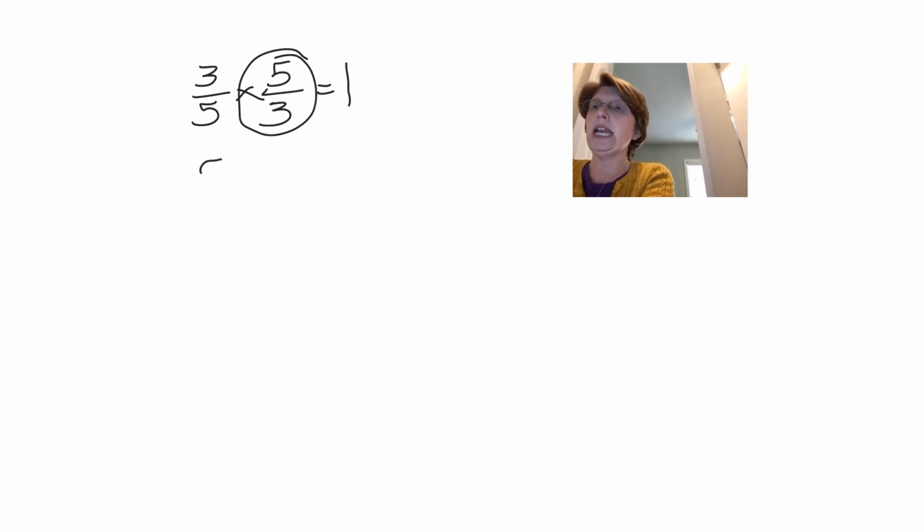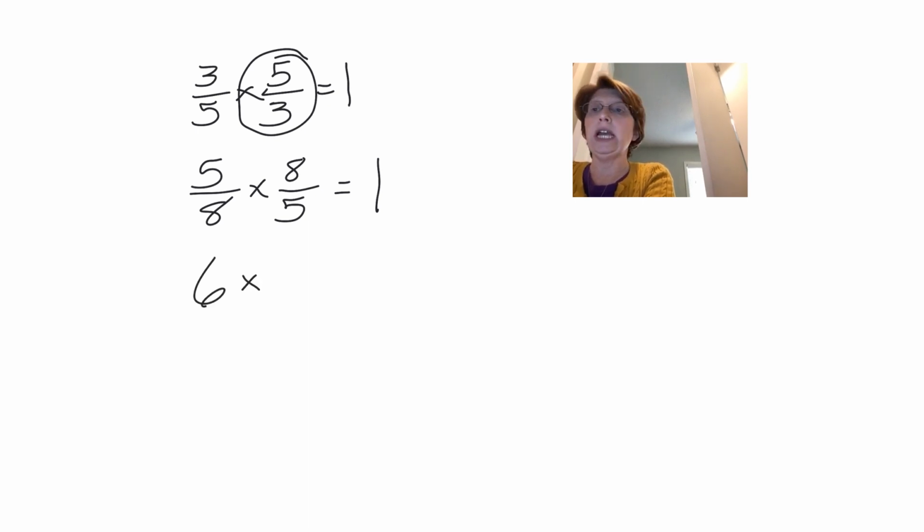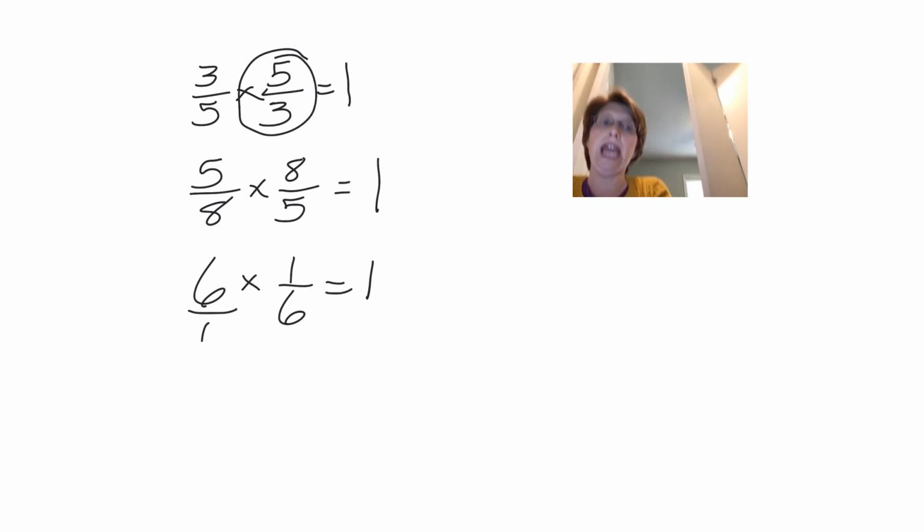So for number 9, 5/8 times what equals 1? 8/5. And number 10, 6 times what equals 1? Remember I said earlier that a whole number is always over 1. So when I flip that, it's going to be 1/6. Okay, you should be able to do 8 through 15 now on your own based on that. And 16 is exactly what we did yesterday.